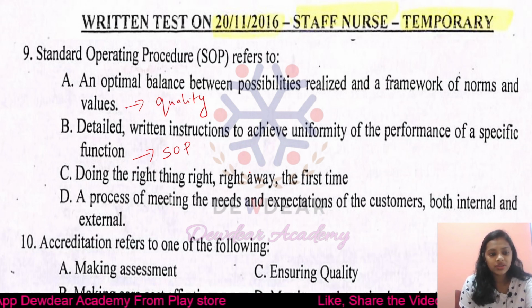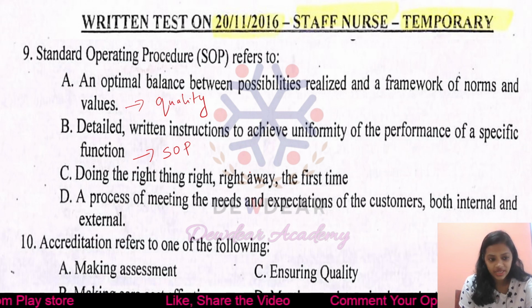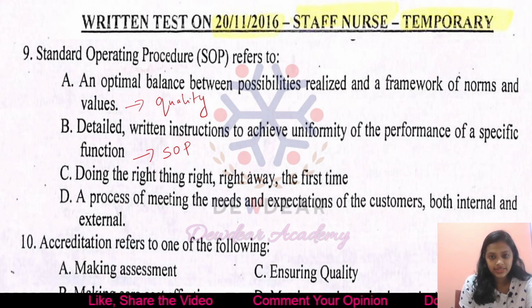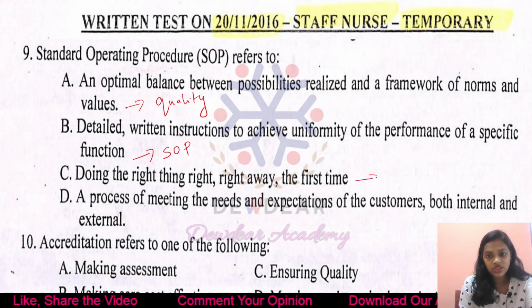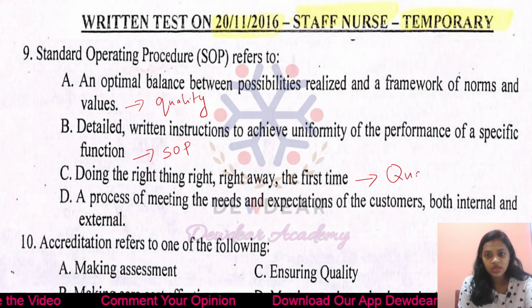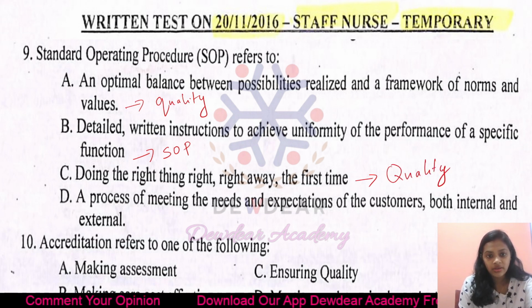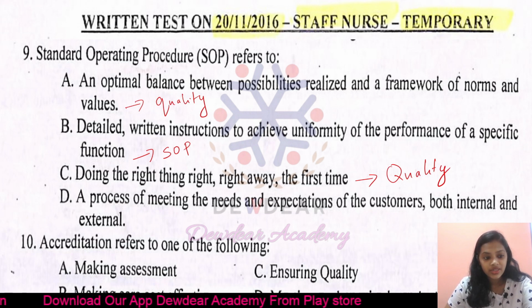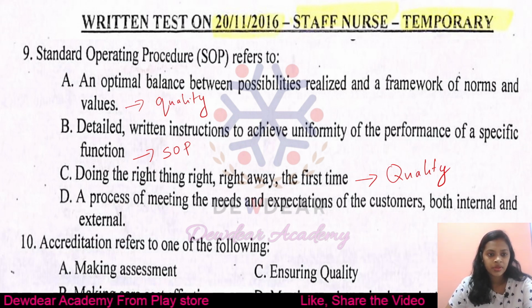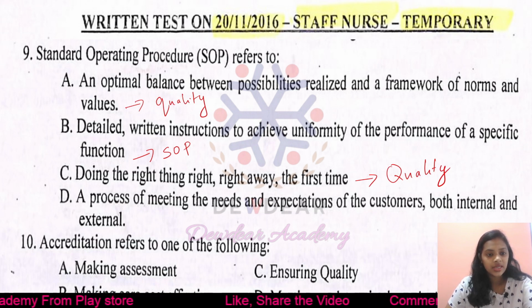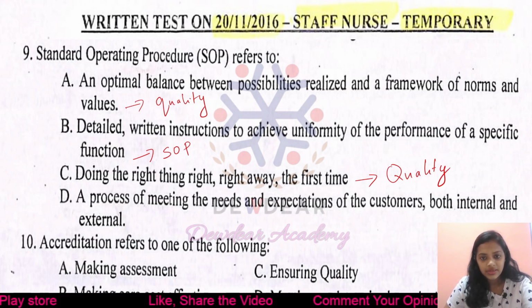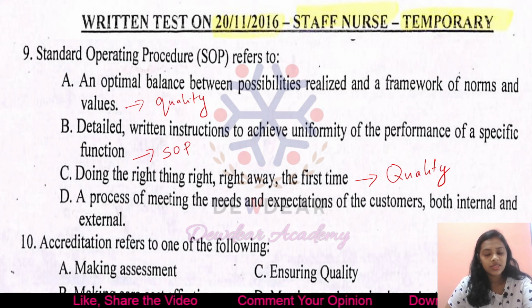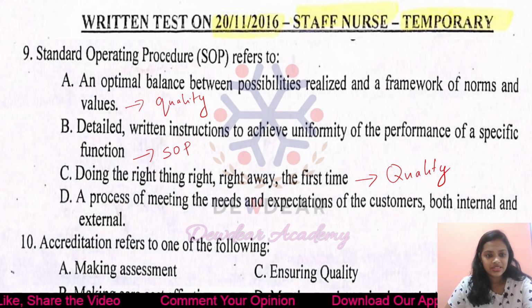the first time. Doing the right thing the first time in the right way and at the right time is known as quality. That is again a definition for quality. Then the last option is a process of meeting the needs and expectations of the customers, both internal and external. What is it?